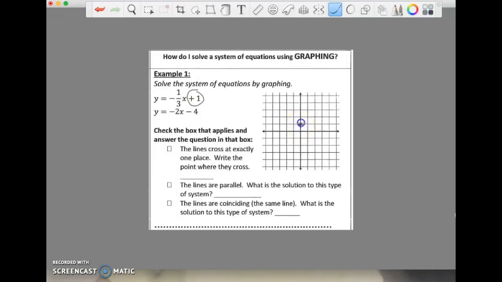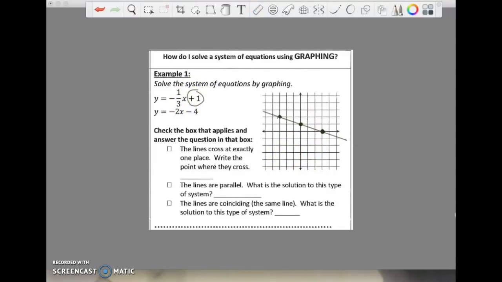Here's my first point. My slope tells me that I need to rise 1 and run 3. Keep in mind your slope is negative, so up is positive and I need to go to the left 3 times: 1, 2, 3. Here's my second point. I can do the opposite: go down 1 and to the right 3. You want to create at least 3 or more points. Now I get to draw my line. So I've got my first line for my first equation.